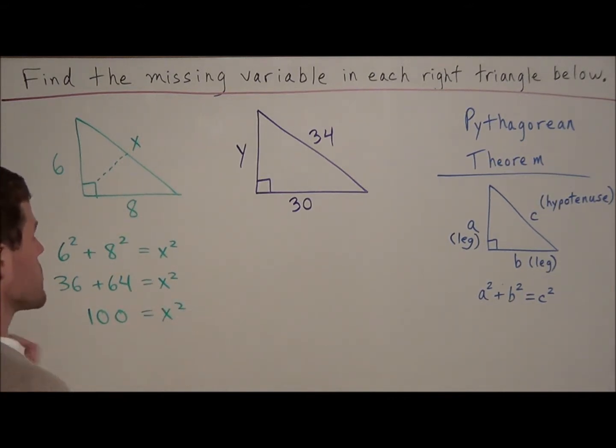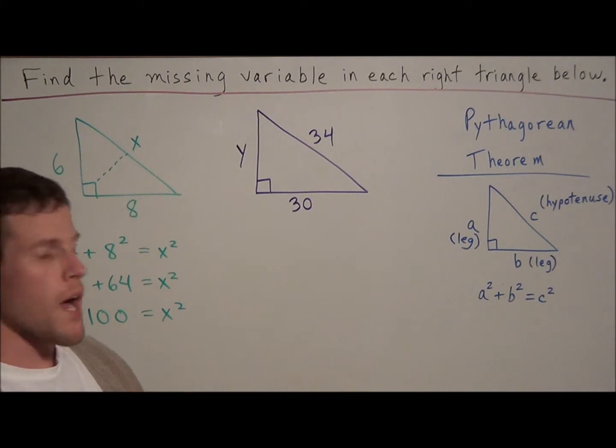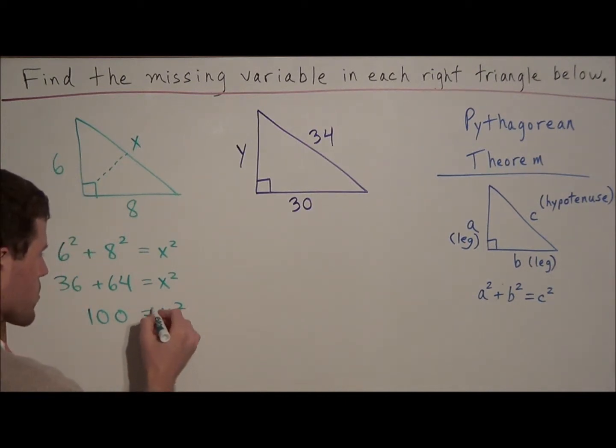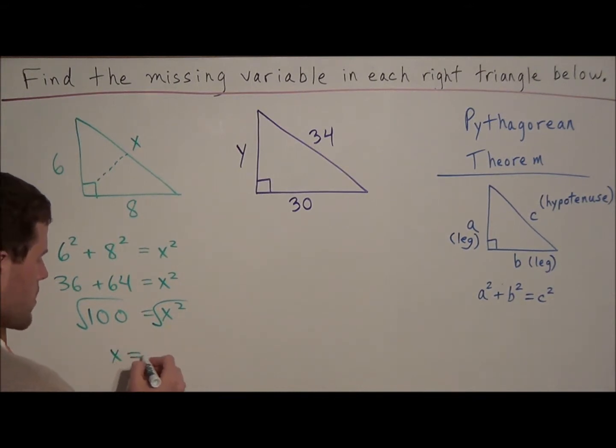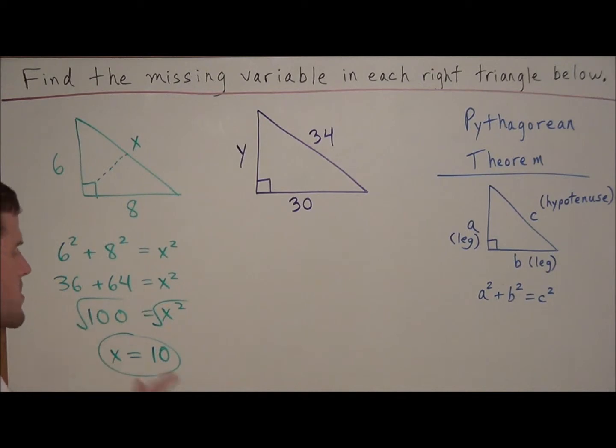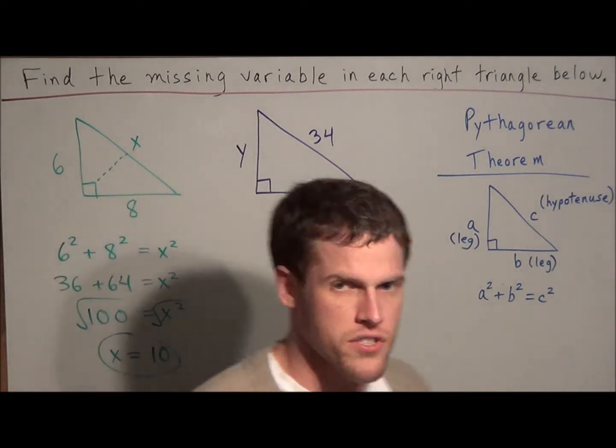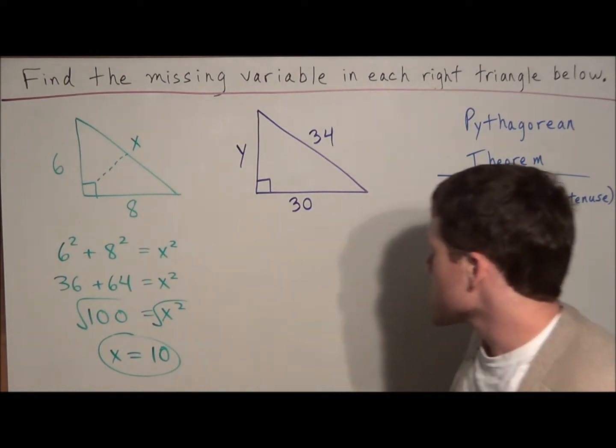Then remember, to get rid of a square, the opposite of squaring something is taking the square root. So we'll take the square root of both sides, which tells us that x is equal to the square root of 100, and the square root of 100 is 10. And remember, the reason the square root of 100 is 10 is because 10 times 10 equals 100. With this first example done, now we're going to move over to the second example.